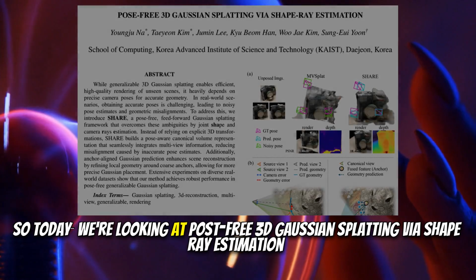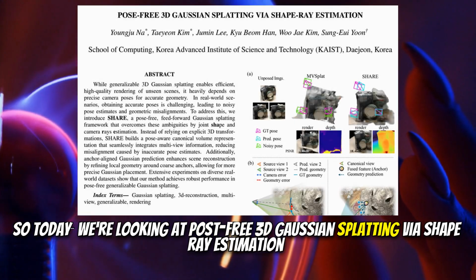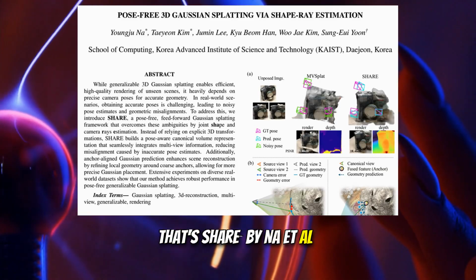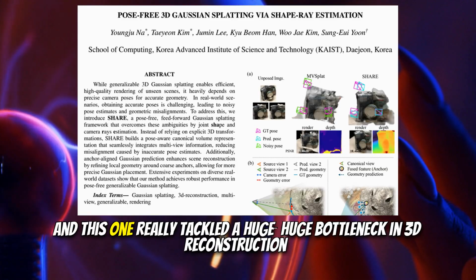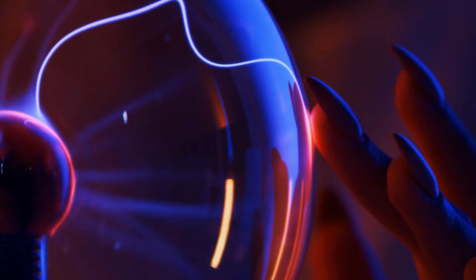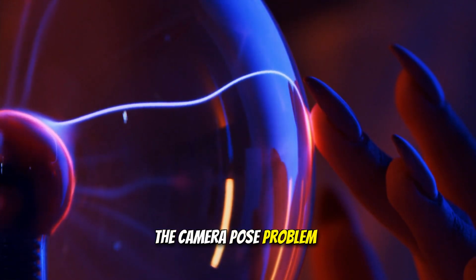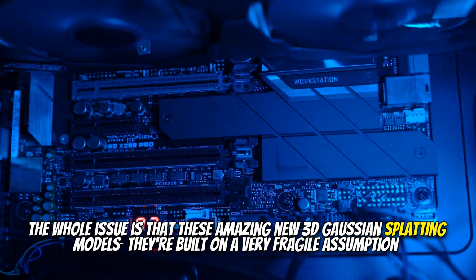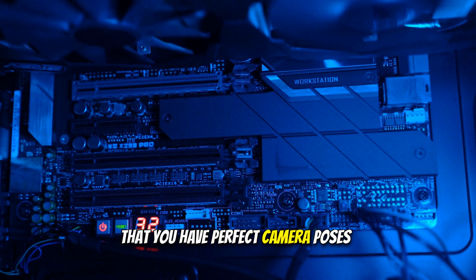So today we're looking at pose-free 3D Gaussian splatting via shape ray estimation. That's SHARE by Oh et al. from KAIST. And this one really tackled a huge bottleneck in 3D reconstruction. The camera pose problem. It really does. The whole issue is that these amazing new 3D Gaussian splatting models are built on a very fragile assumption. That you have perfect camera poses.